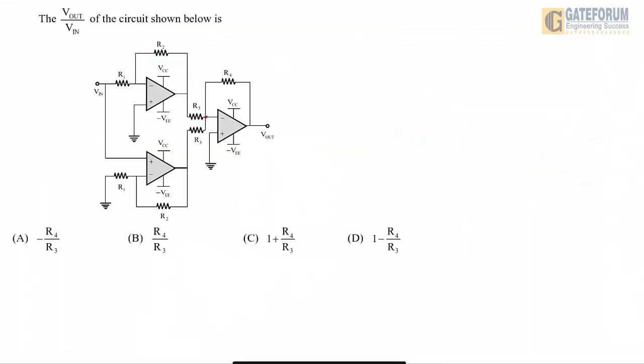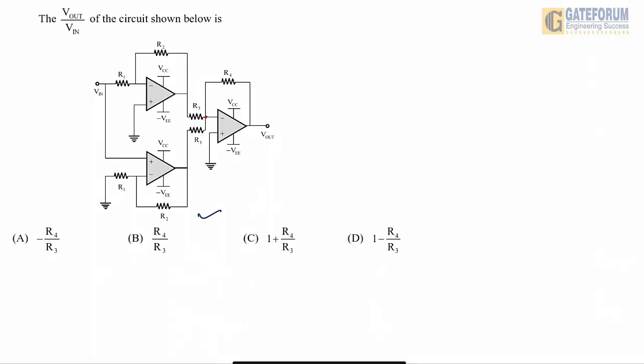So the question here is: the Vout by Vin of the circuit shown below is, and this is the circuit shown here. For this circuit, we need to find out the ratio of Vout by Vin, and the answer is given in all 4 options. This question was asked in GATE 2023 for EC from the analog subject.